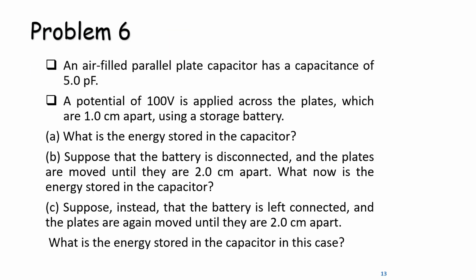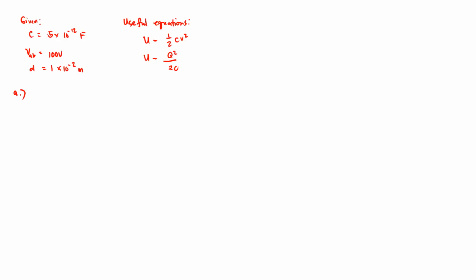Okay, so the first thing that we will calculate is the energy stored in the capacitor. In order to solve for the energy stored in the capacitor given the capacitance and the voltage, we can use this equation. U is equal to 1/2 multiplied by CV squared. So you have 1/2 multiplied by 5 times 10 to the minus 12 farad multiplied by the voltage, which is 100 volts. So we get 2.5 times 10 to the minus 8 joules.